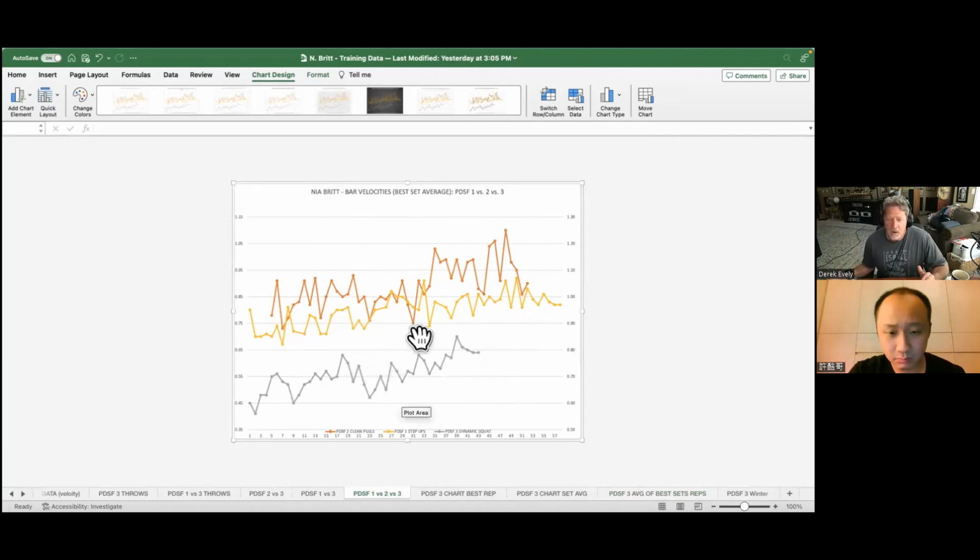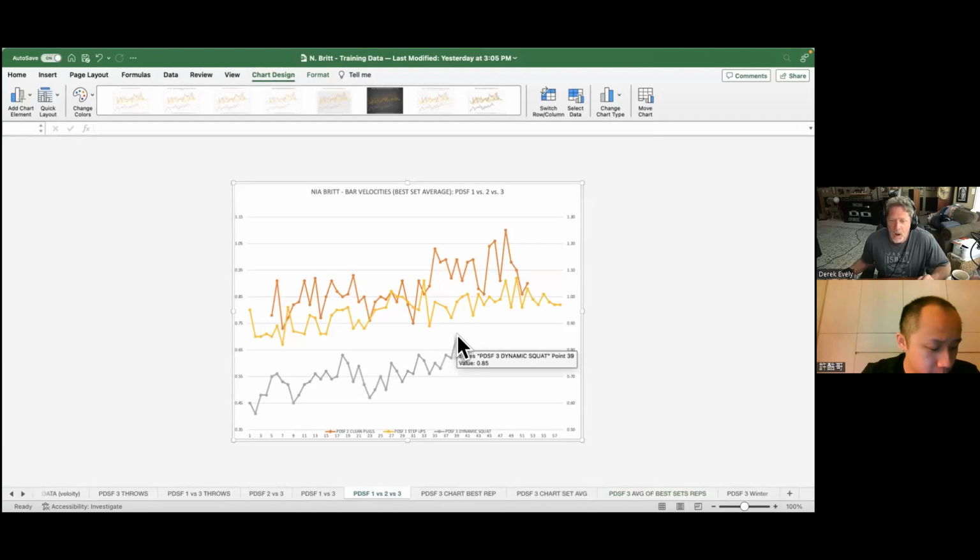Okay. So the yellow is PDSF 1, which she did step ups in. That was from August to November of last year. The orange is clean pulls from November to, I think, February of this year. Okay. And the gray one is the current one. Okay. This is a dynamic squat, box squat that we're doing now, okay?